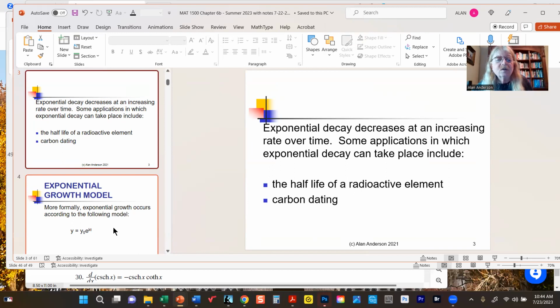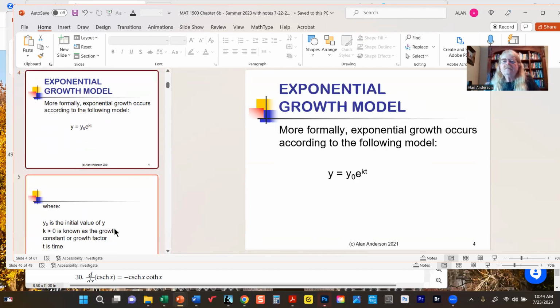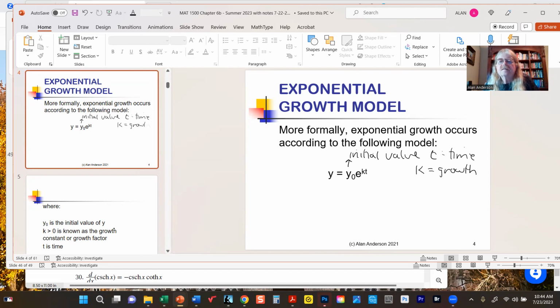So anyway, here's what an exponential function looks like. You've got some starting value or initial value, and then the way we can interpret this, now this is obviously e, t is time, and then k is called the growth factor or growth constant. Okay, this determines how quickly the variable y is changing over time.